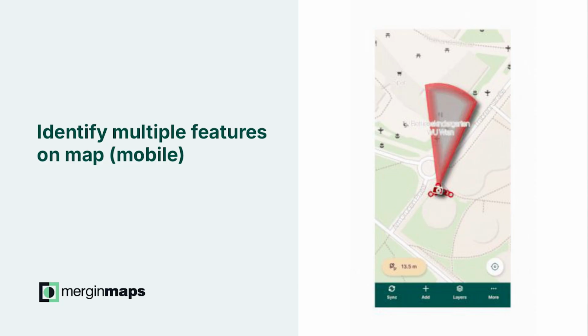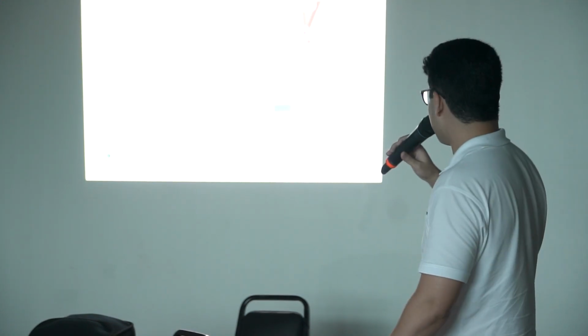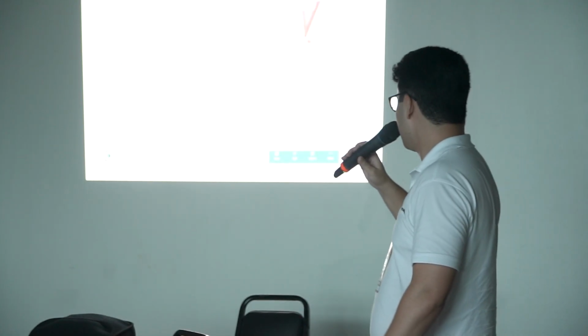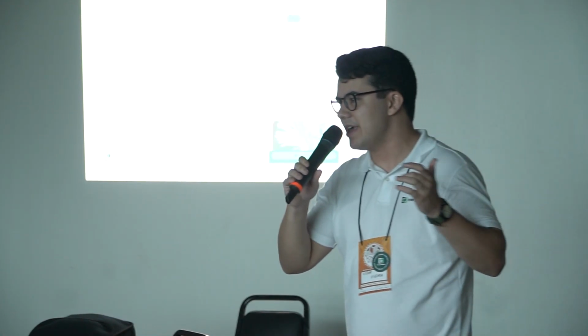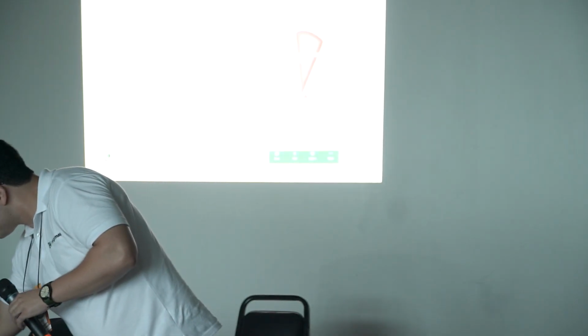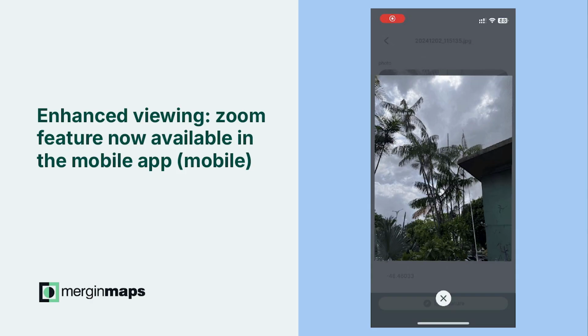One other thing that we've developed is identifying multiple features on the map. Before, features could overlap, and that would make it hard to identify a specific feature. So now you can select an area, and that will display all the features within that area, and then you can better identify the one that suits you. We also have the zooming feature now available in the mobile app. So I can have a picture in my form, and I can zoom and rotate this picture.